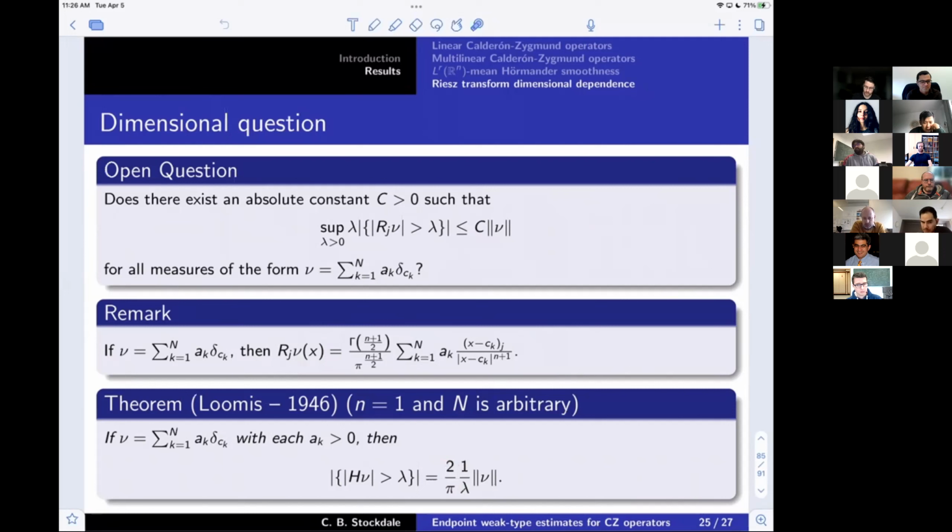So in 1 dimension, we can get this, and it doesn't depend on the number of Dirac masses. We can get an actual explicit formula. It relies on the fact that this is all in 1 dimension, and this set is going to be a collection of intervals. But that's what we get when the dimension is 1 and n is arbitrary.